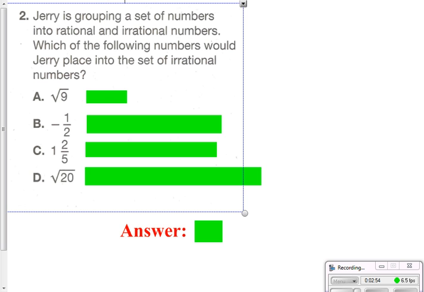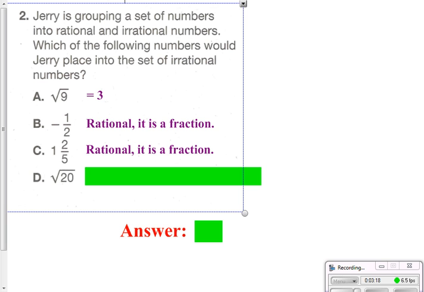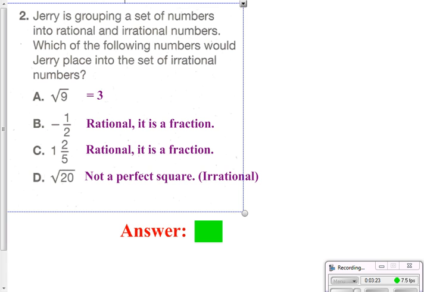Example 2, Jerry is grouping a set of numbers into rational and irrational numbers. Which of the following numbers would Jerry place into the set of irrational numbers? Well, square root 9 is going to be rational. That is 3. Negative 1/2, B and C, those are both fractions. If they're both fractions, they're both rational numbers. So the first 3, none of them would be irrational. So that leaves us square root 20. Square root 20 is not a perfect square. It is irrational. So here our answer in 2 would be D.